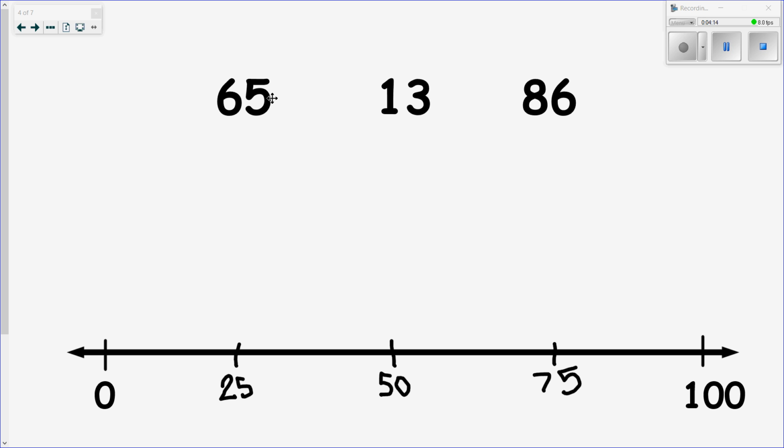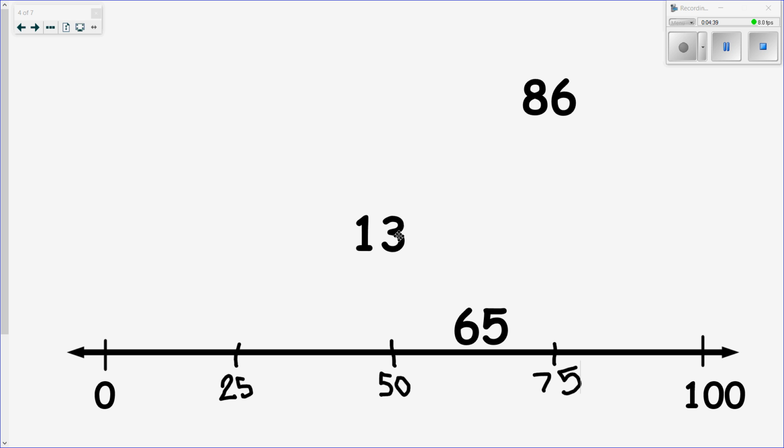So we have the number 65, greater than 0, greater than 25, greater than 50, but less than 75. So we know it's going to go in here somewhere. Now, halfway between 50 and 75 would be about 62 or 63. So putting this in the middle is pretty close. That's about right.